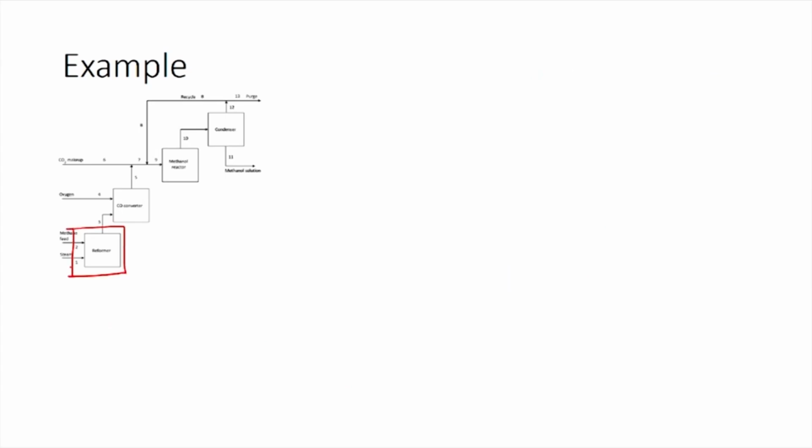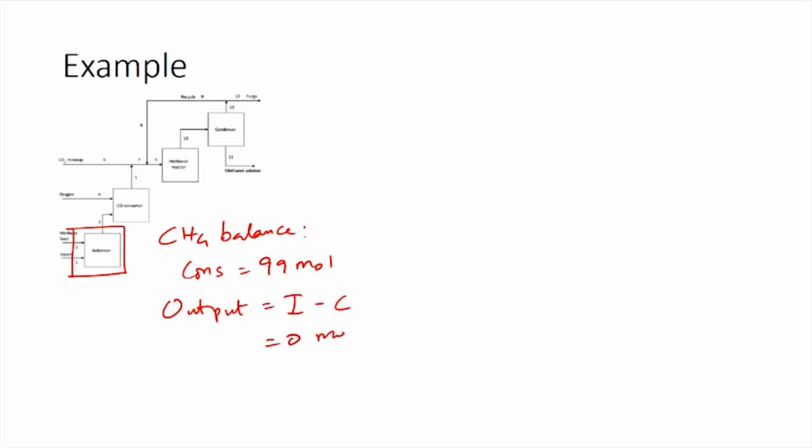Now, we need to calculate information about stream 3. For this reason, we will choose the reformer as the system and perform material balance calculations. So, we can write methane balance. We know that 100% of methane is consumed, which means methane consumed would be 99 moles. So, output methane in stream 3, which would be equal to input minus consumption, would be 0 moles.